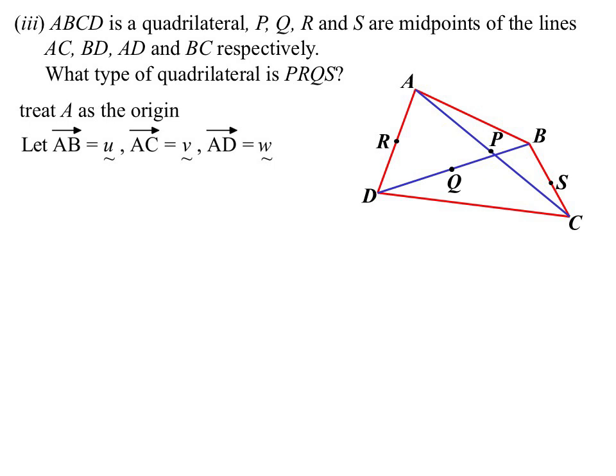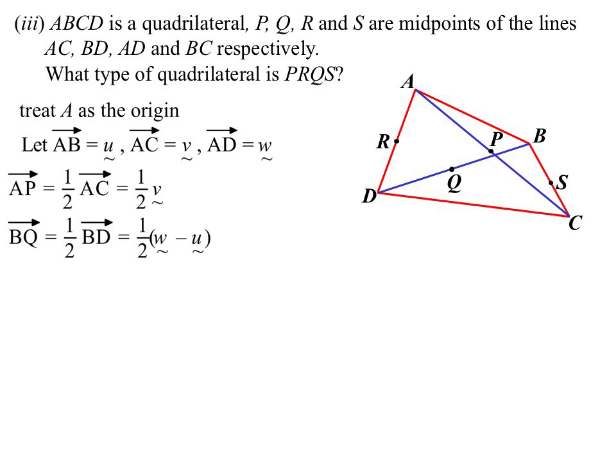So let's have a look at it all. Well, remember these points are the midpoints. So I know AP would be half of the vector AC, and AC is what we called V, so it's a half V. I've got an expression for that. I could do the same with the other ones. Well, BQ, that would be a half of BD. Now I haven't given BD a name yet, but BD, head minus tail, would be W minus U. So it's those vectors. AR, half of AD, we gave that a name, so that's a half of W.